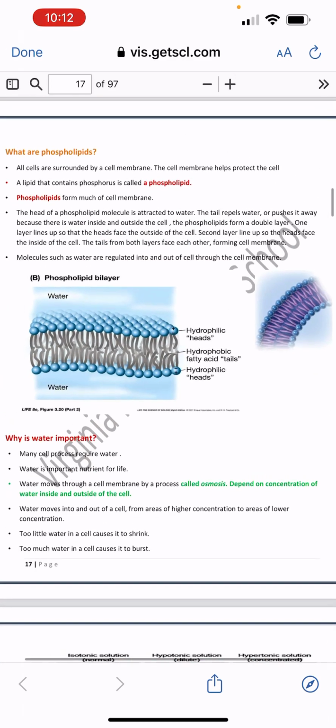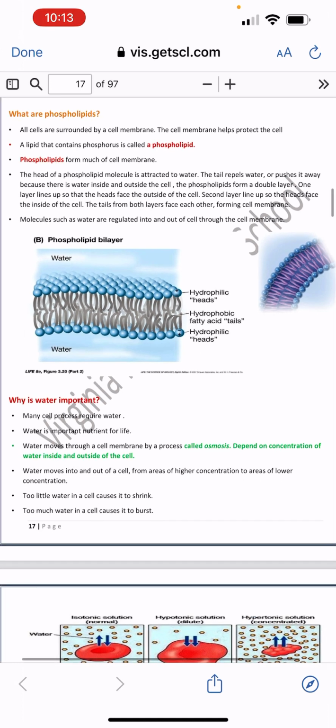The head is made up of phosphorus, which is loving the water or can react with water. It's called hydrophilic: hydro means water, philic means loving. So hydrophilic means loving the water and can react with water. But the fat tail is made up of fats. It's called hydrophobic, and phobic means hate. So hydrophobic means hating the water. So this is how the phospholipid bilayer of the cell membrane is going to protect and regulate what comes in and out of the cell.